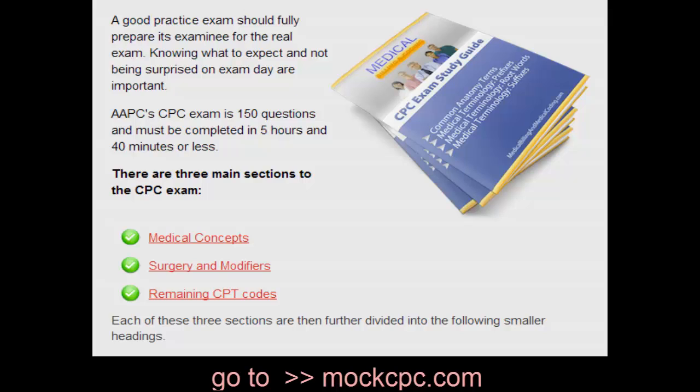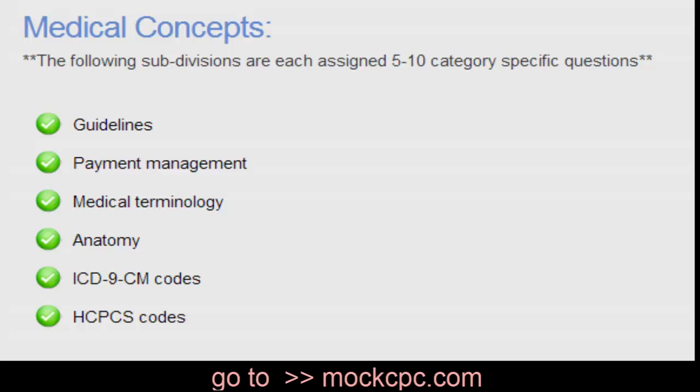There are 3 main sections to the CPC exam: medical concepts, surgery and modifiers, and remaining CPT codes. Each of these 3 sections is then further divided into smaller headings. Medical concepts: the following subdivisions are each assigned 5 to 10 category-specific questions: guidelines, payment management, medical terminology, anatomy, ICD-9-CM codes, HCPCS codes.